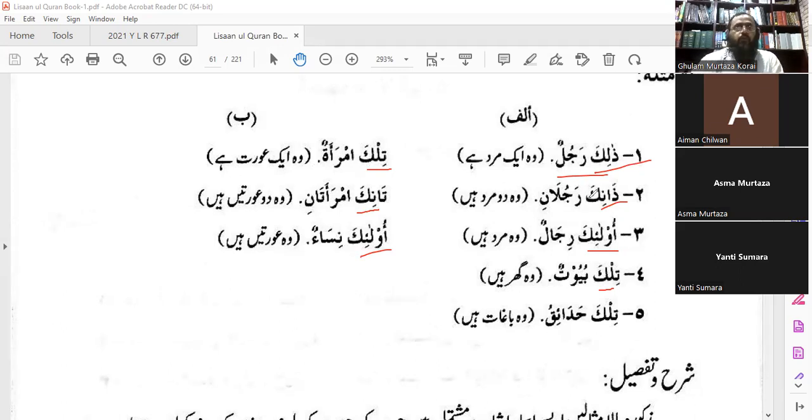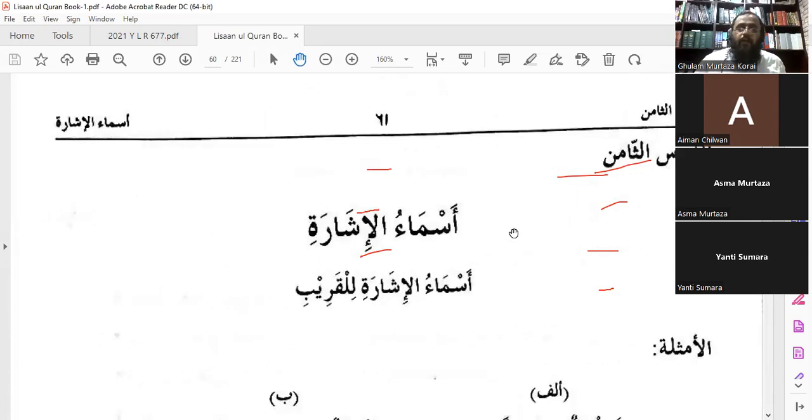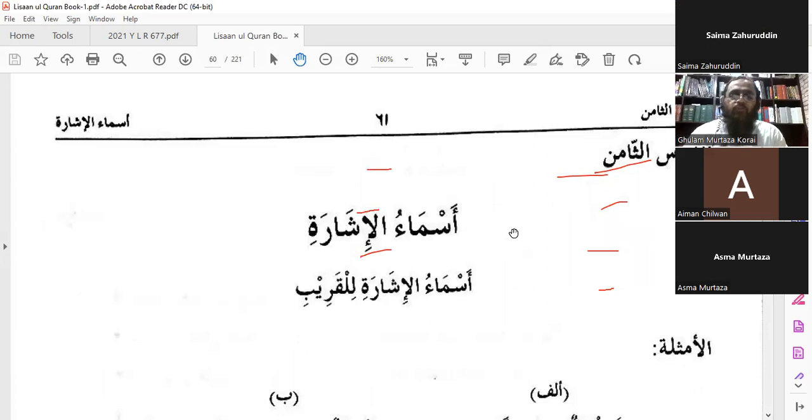Okay, let me ask you one question. What are the Asma'ul Isharati? They are Morab or Mabni. There is another classification, Morab and Mabni. Morab changes its I'rab in Rafa, Nasab and Jar. But Mabni does not change the I'rab. Okay, Sister Saima, go ahead.